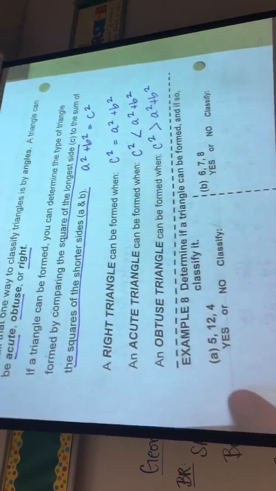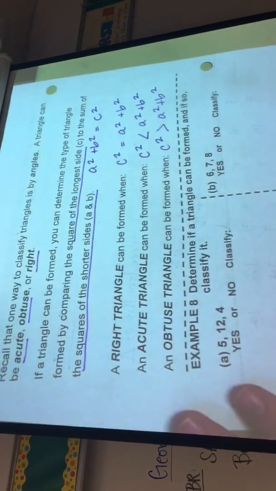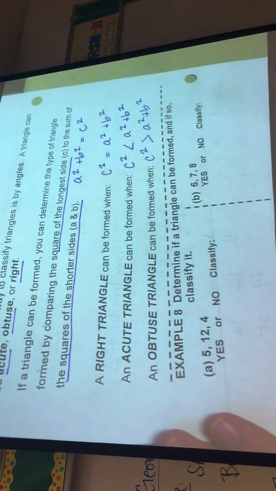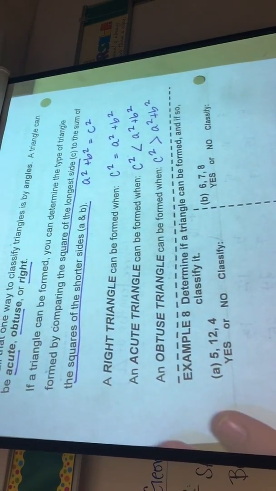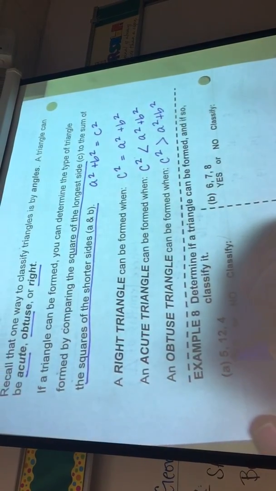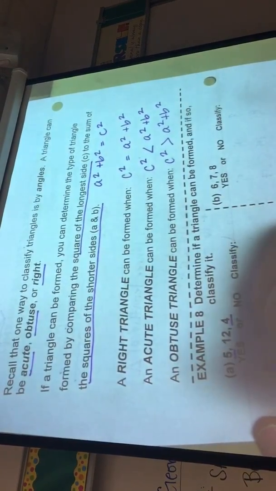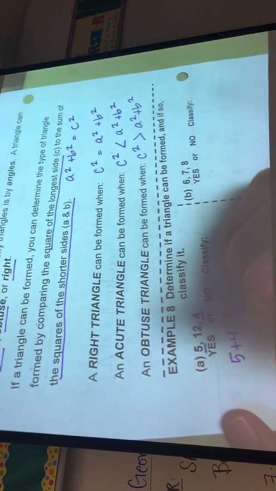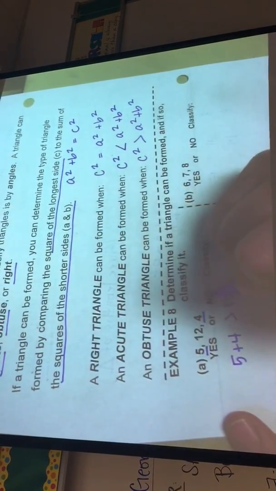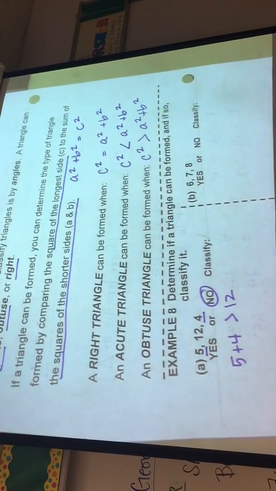Looking at these, it says determine if the triangle can be formed. That's with our sum being greater than our third side. And if so, classify it. So first we add our two smaller sides. 5 plus 4, is that greater than 12? No, so we can't classify it. So we move on to the next one.